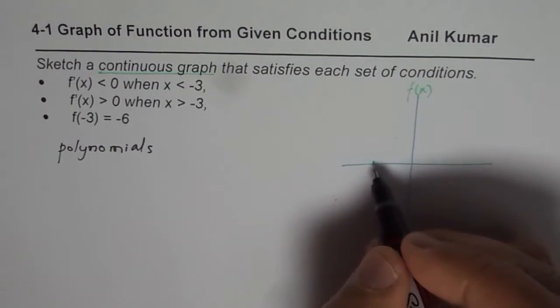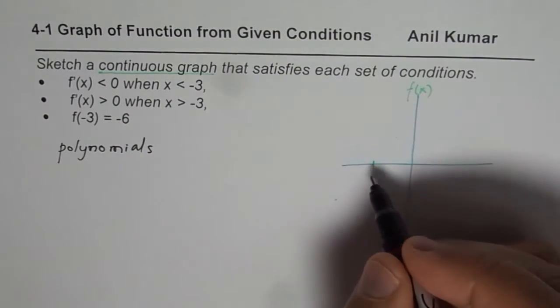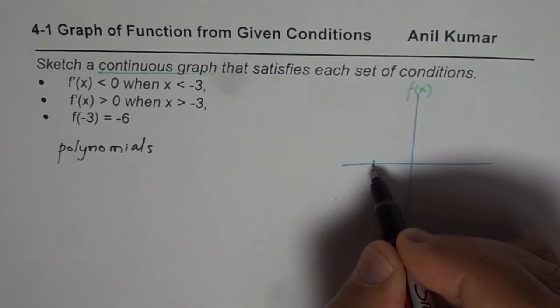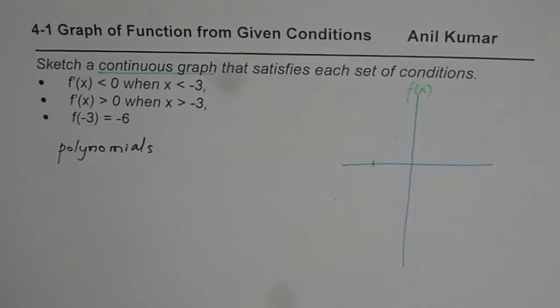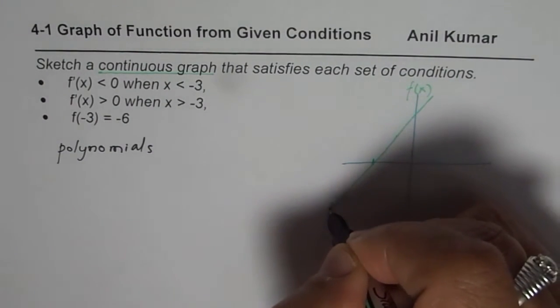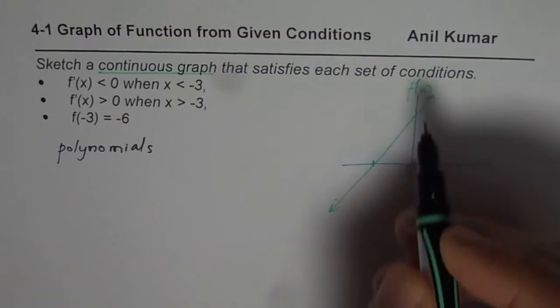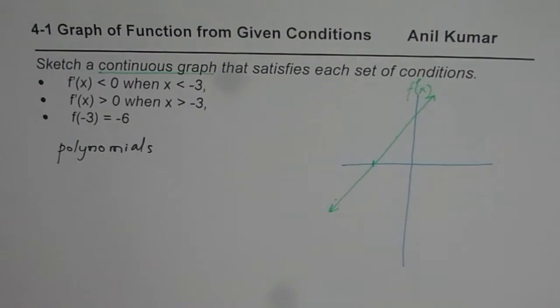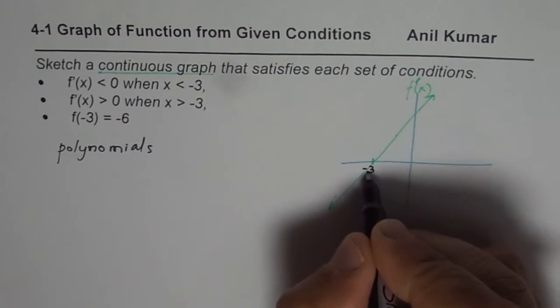There could be many other types of graphs, but it is better to take a polynomial. And since we have one point where it changes from negative to positive, we should take this as a straight line, right? So we'll draw a straight line here in light green color. Let us say this is the straight line, and that represents the derivative of the function, f prime x. So that is how we can sketch the derivative. So this is at -3.